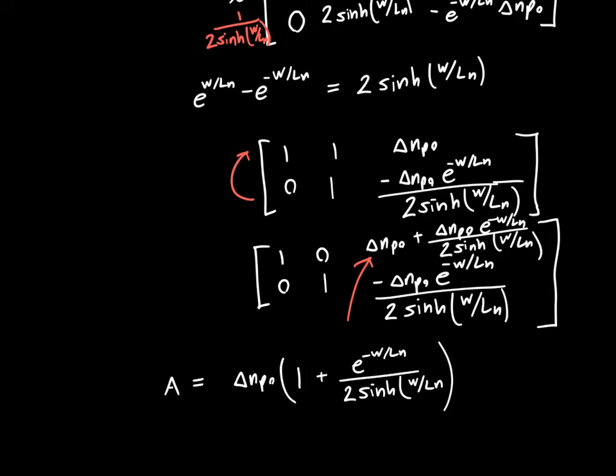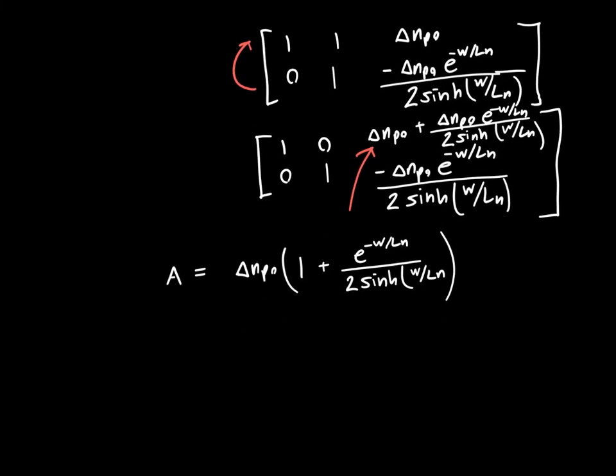And I should close off the parentheses. And we got b is equal to delta np naught. Wow, that looks like a p. Delta np naught times e to the minus w over ln over 2 sinh w over ln. And if this seems a little algebraic and nasty, it's because it is. I apologize. That's just the nature of simplifying this.